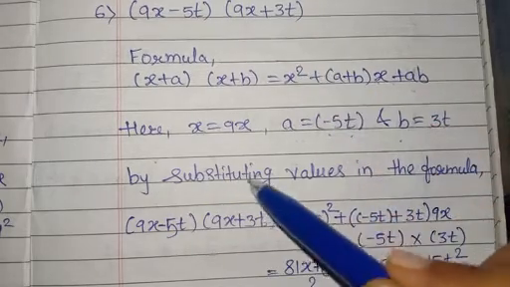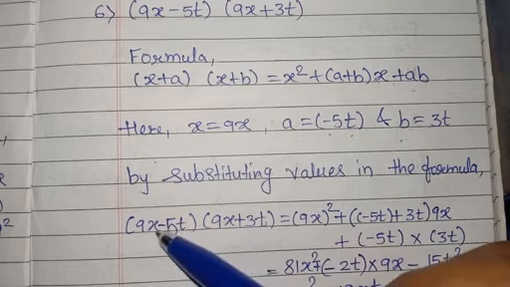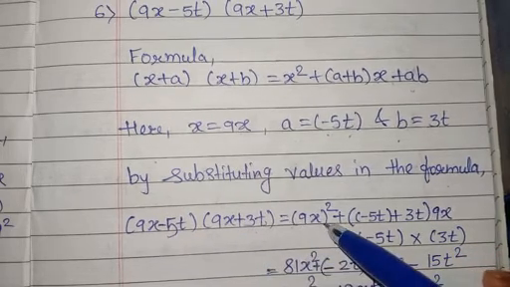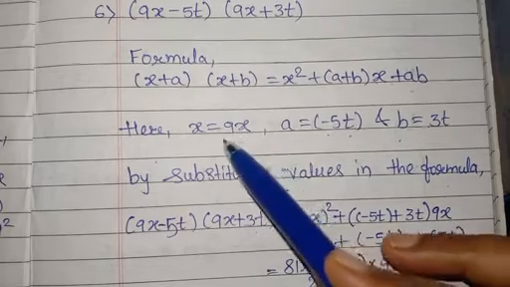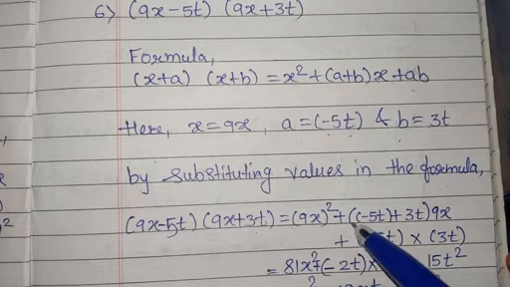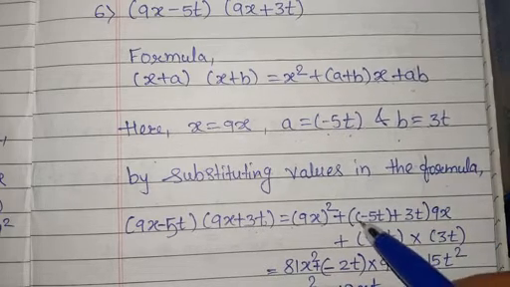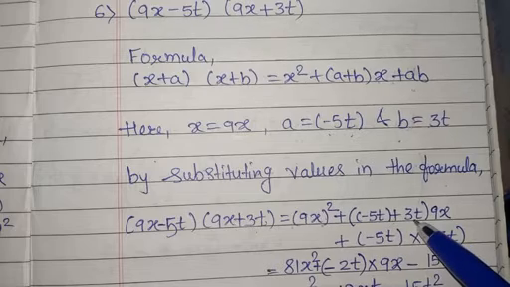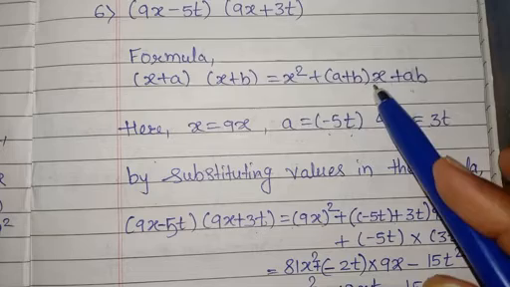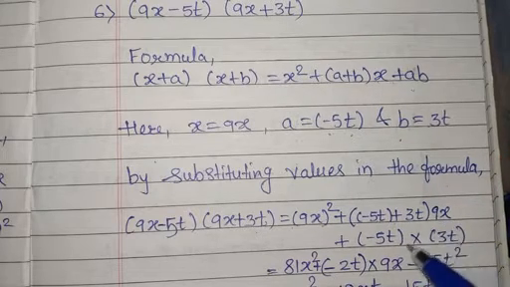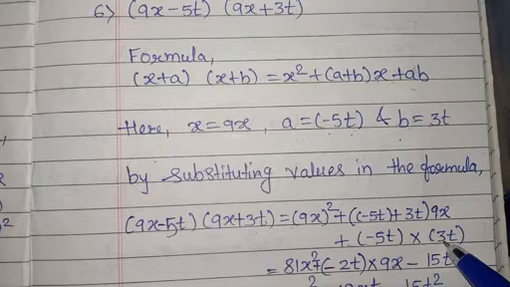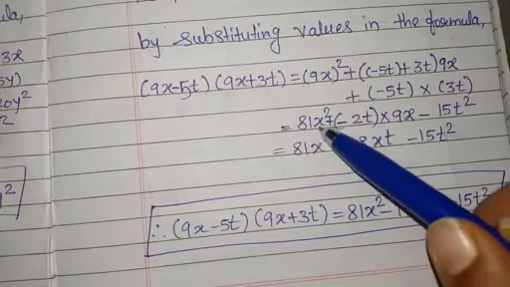Okay. By substituting values in the formula, we will get 9x minus 5t into 9x plus 3t is equal to a square is what? 9x square. Okay, x is what? 9x. So x square is (9x) square plus a plus b. A is what? Minus 5t plus b is 3t. So minus 5t plus 3t into x. This x means what? 9x. Okay. Now plus ab. A is what? Minus 5t into b is 3t. Okay. Next step we'll solve this.